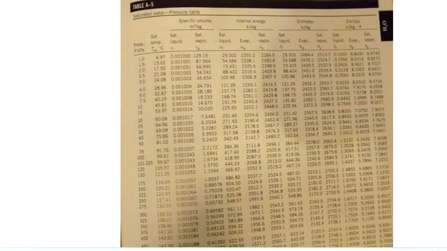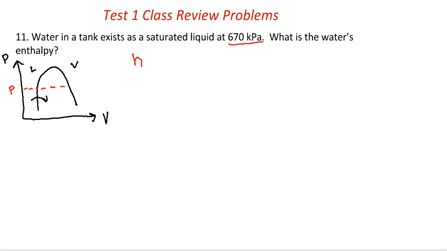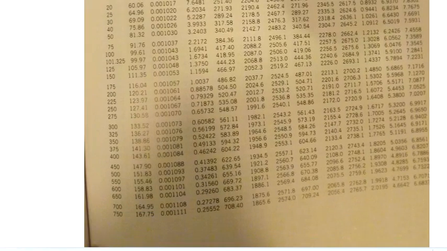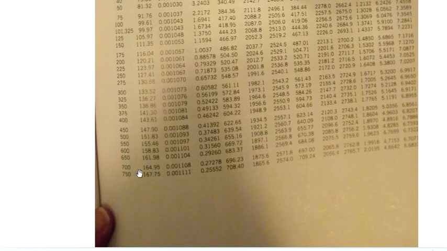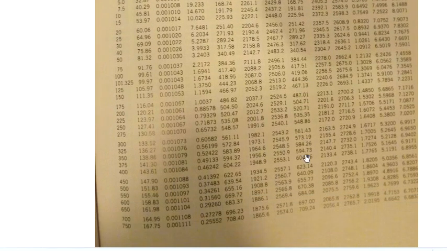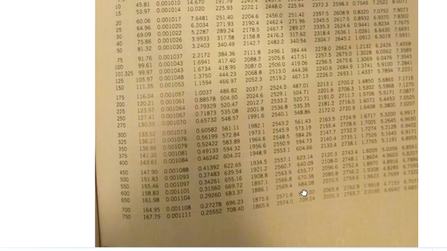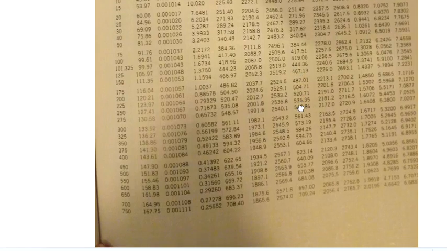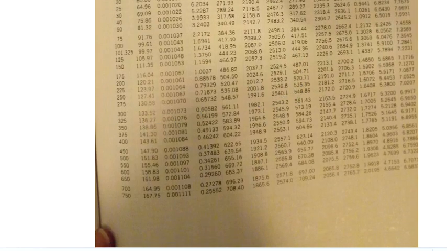The value that we want is for 670 kilopascals. So here we can take a look at it and we see that there is no 670 kilopascals. So let's go ahead and record. We've got 650 kilopascals and the value for that is 684.08, and the units are kilojoules per kilogram. Okay, so 684.08.